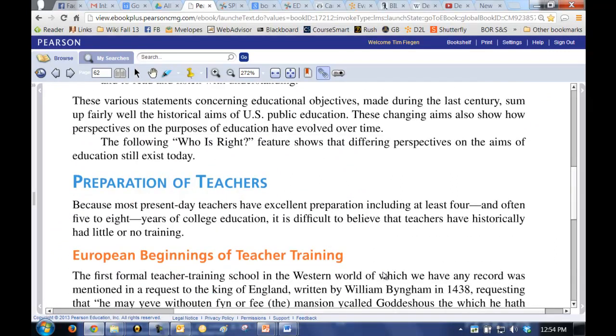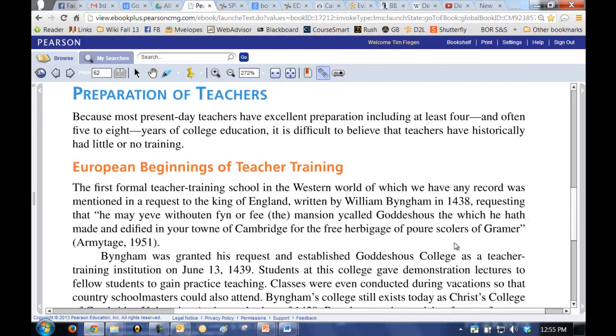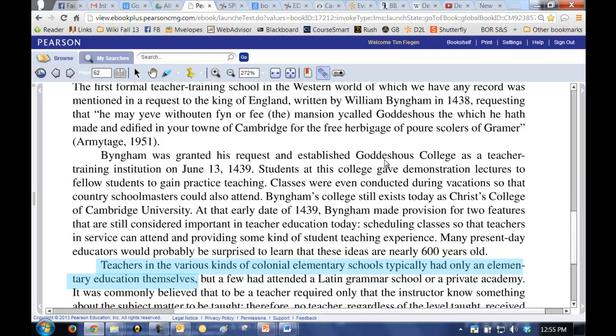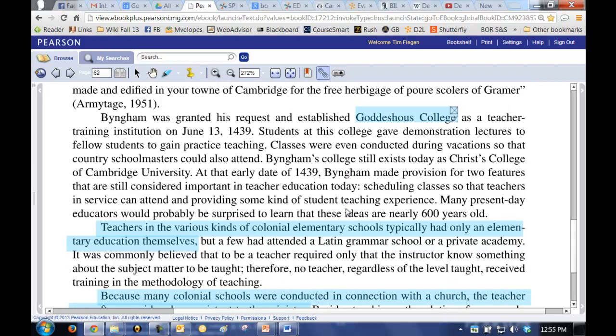Let's move on to preparation of the teachers, because most present-day teachers have excellent preparation, including at least 4 and often 5 or 8 years of college education. It's difficult to believe that teachers have historically had little or no training. Well, it started in the European beginnings. The first formal teacher training in the Western world of which we have any record was by the King of England, and he wanted this. And then Bingham was granted the request to establish this House College with a teacher institution in 1439. And this is on the test. Know what that is, because that's on the test, that college, what we're known for.